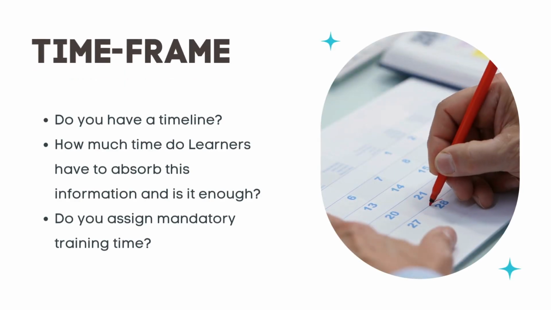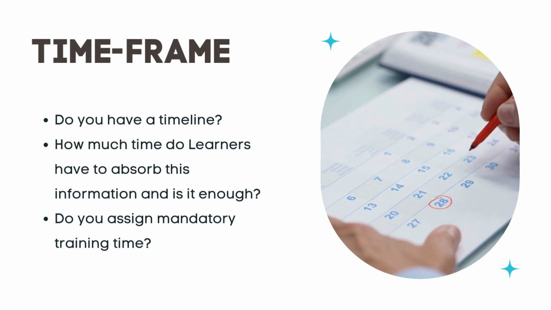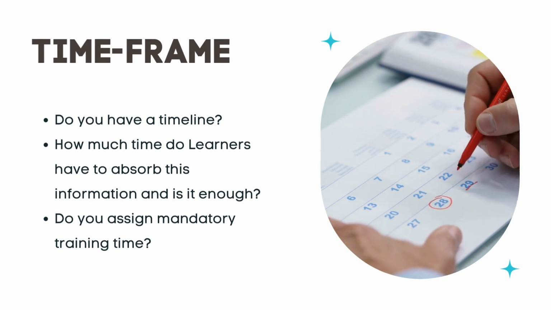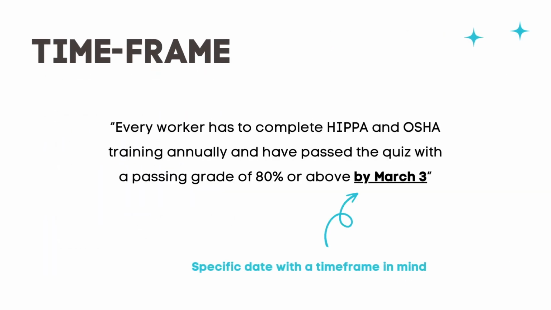Finally, T is for time frame. Making sure your time frame is tangible and realistic is important. It's important to set hard due dates as well as due dates that give learners a reasonable amount of time to complete the training. Going back to our medical training example, every worker has to complete HIPAA and OSHA training every year by March 3rd. This example includes the time frame element.